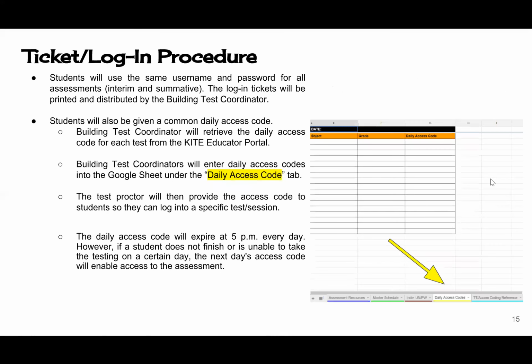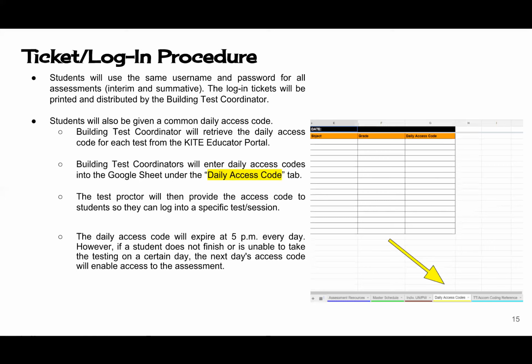Moving on to ticket and login procedures for the state assessments. Students will use the same username and password for all assessments. The login tickets will be printed and distributed by your building test coordinator. Students will also be given a common daily access code. The building test coordinator will retrieve the daily access code for each test from the Kite Educator portal.